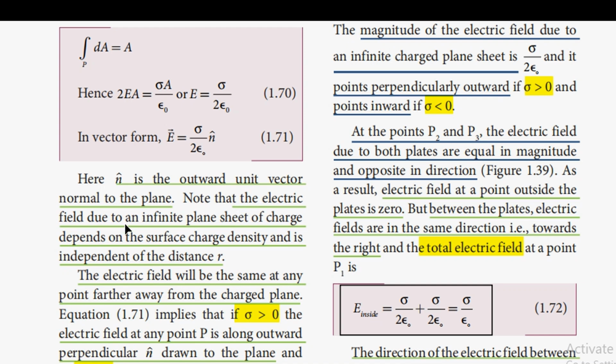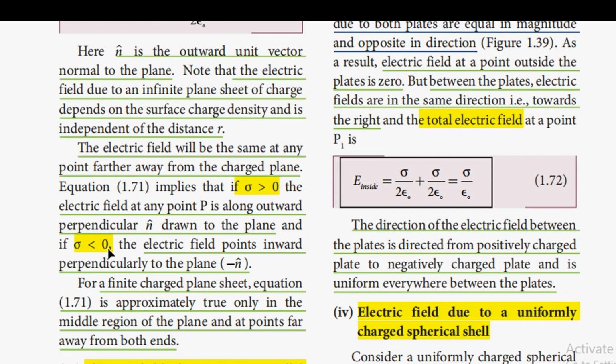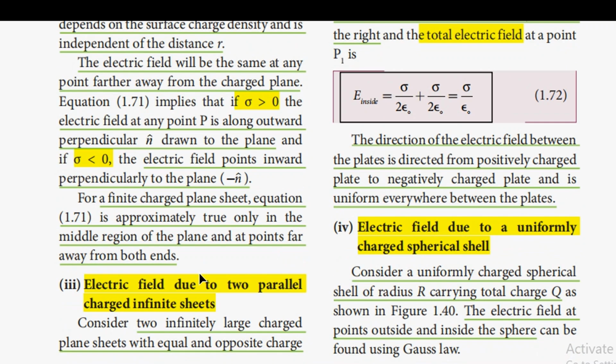Note that the electric field due to an infinite plane sheet of charge depends on the surface charge density and is independent of the distance r. The electric field will be the same at any point further away from the charged plane. So the equation 1.71 implies that if sigma is greater than 0, the electric field at any point P is along the outward perpendicular n cap drawn to the plane. And if sigma is less than 0, the electric field points inwards perpendicularly to the plane.